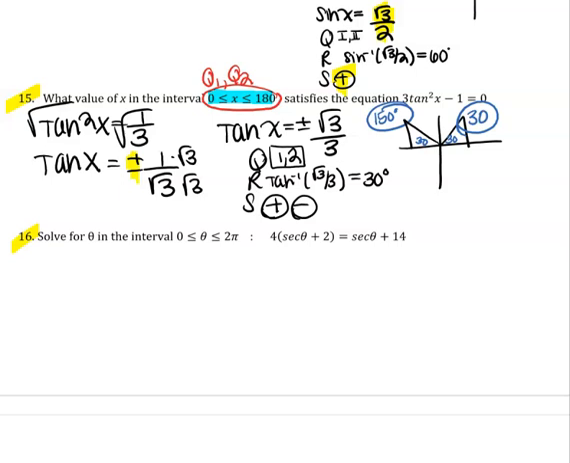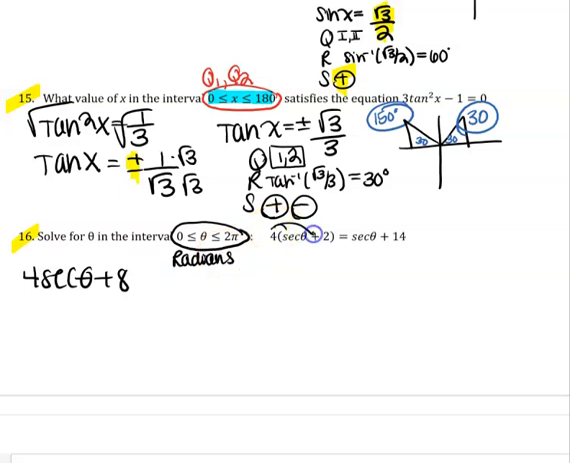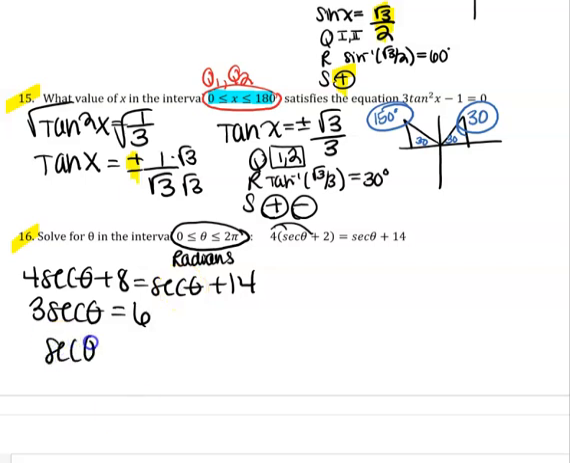Okay, first of all, solve for secant. Keep in mind we're going to look in all the quadrants, but our final answer will be in radians. All right, so let's clean this up a little bit. I have 4 secant of theta plus 8, by doing some distribution, equals secant of theta plus 14. I'm going to subtract the secant and get 3 secant of theta equals 6. 14 minus 8 is 6. Now, if I divide by 3, I'm getting secant of theta equals 2.